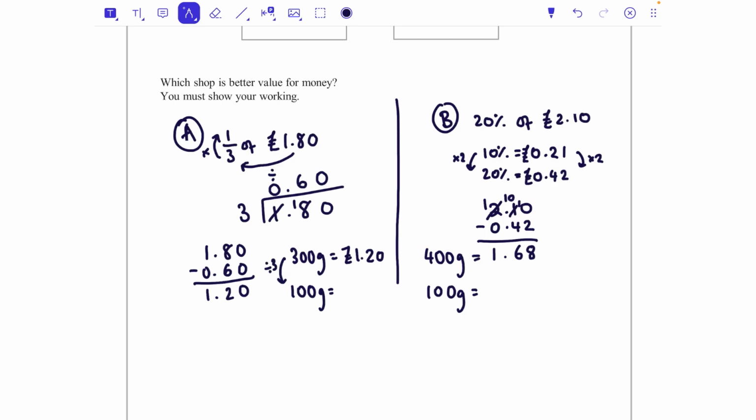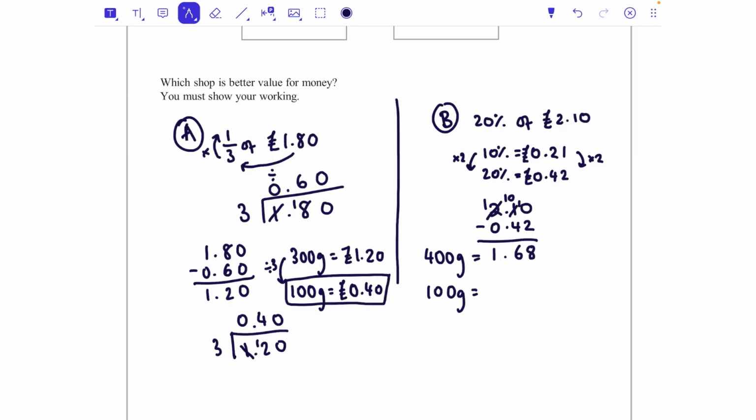Now £1.20 divided by 3, again we can use our bus stop method for that. How many 3's fit into 1? Well, 0 times. Carry that 1 over because we haven't used it up. 3 into 12 goes 4 times and 3 into 0 goes 0 times. So 100 grams at shop A costs us 40p.